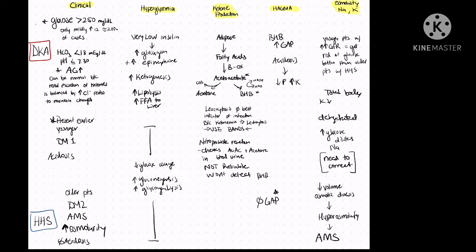Other thing ketones do is that they cause a leukocytosis. So if you're looking for an infection, the white count is not the best indicator. You should check out the differential for bands.